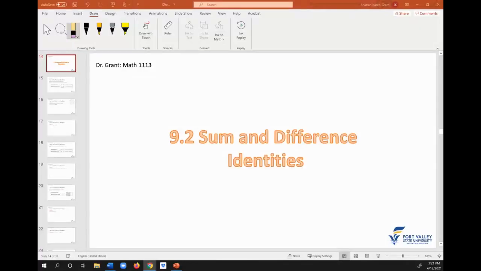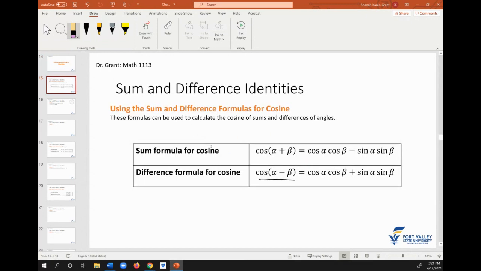In this lecture, we're going to talk about section 9.2, which talks about sum and difference identities. So we have sum and difference identities for both sine and cosine. But first, what we're going to look at is the sum and difference identities for cosine.